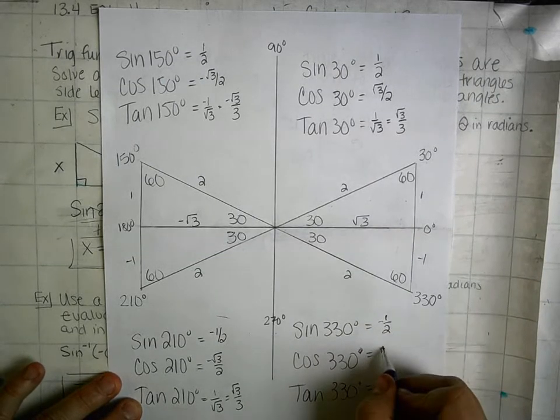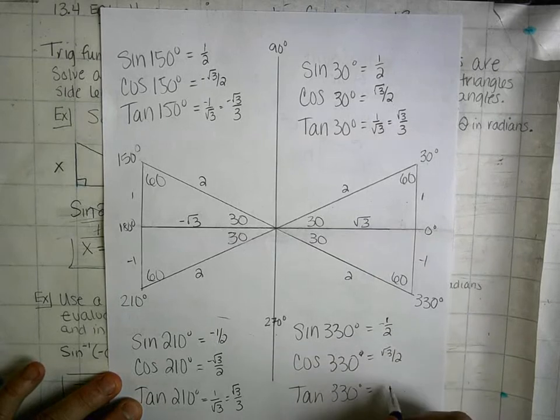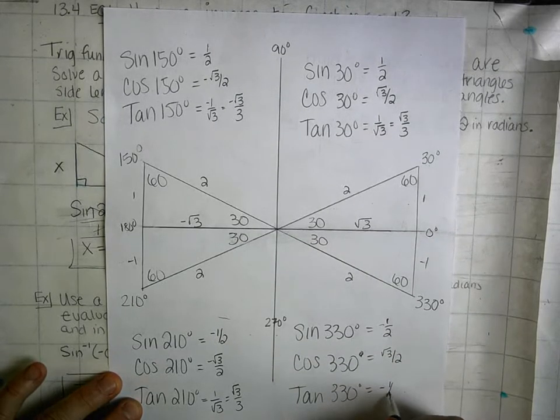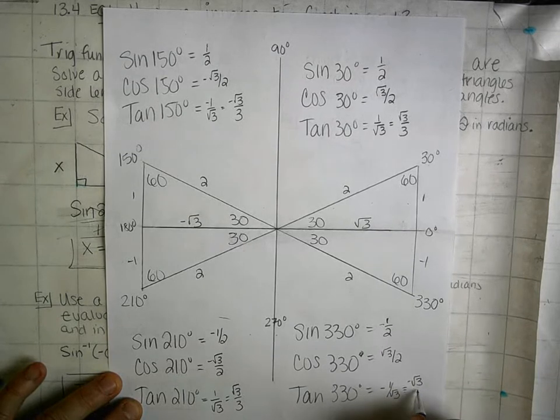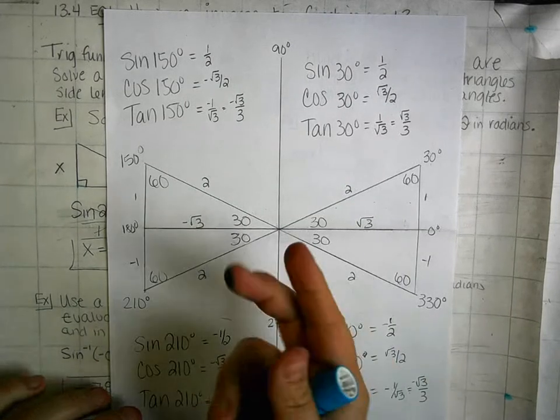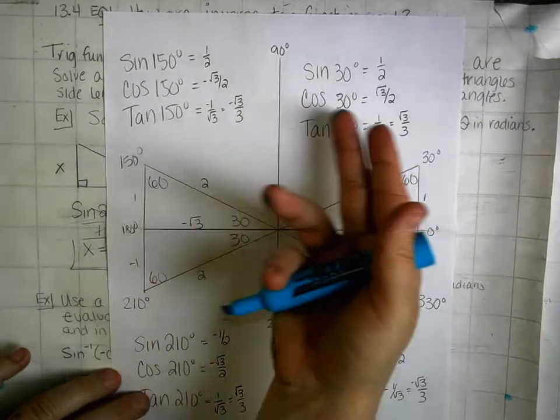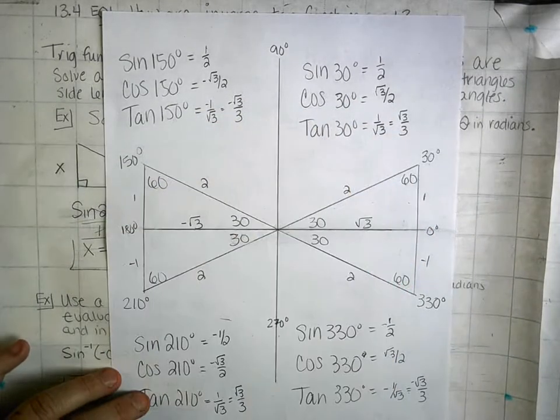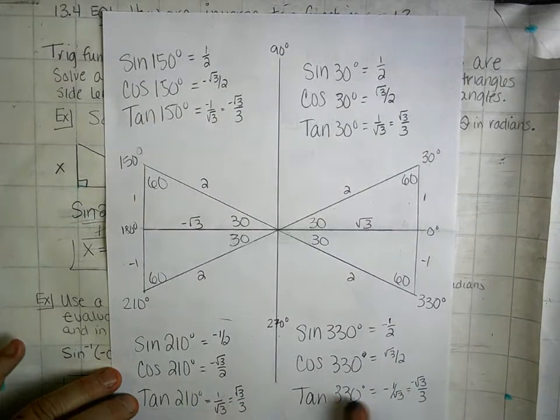The cosine is the square root of 3 over 2, and the tangent is negative 1 over the square root of 3, which changes to negative square root of 3 over 3. Okay? You will notice that the sine is positive in the first and second quadrants, and it's negative in the third and fourth quadrants.